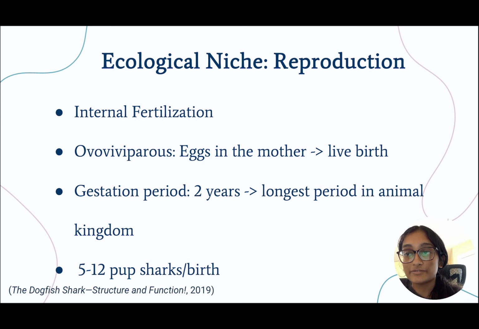The next topic I would like to discuss is reproduction. Carolina dogfish typically reproduces through internal fertilization. Their eggs are ovoviviparous, which means that the eggs are in the mother and they give live birth. The gestation period is really interesting because it's 2 years, which is one of the longest periods in the animal kingdom. They produce 5 to 12 pup sharks per birth.